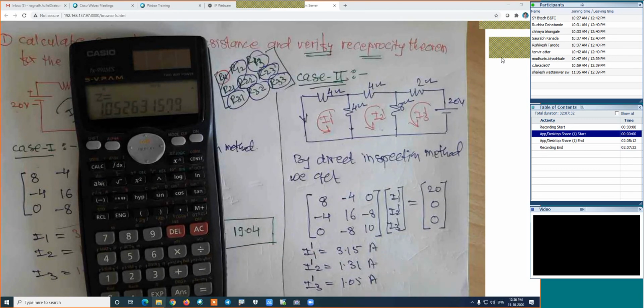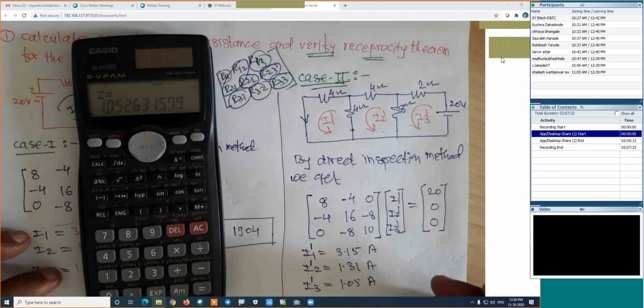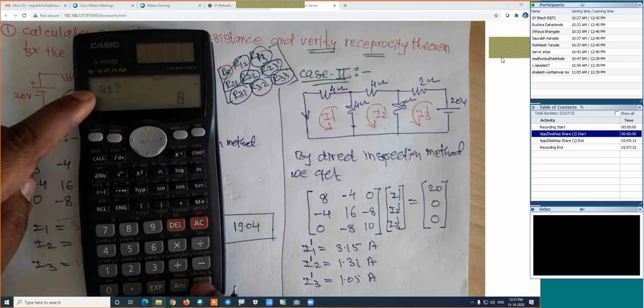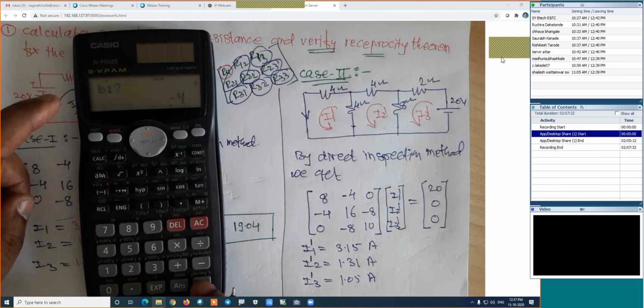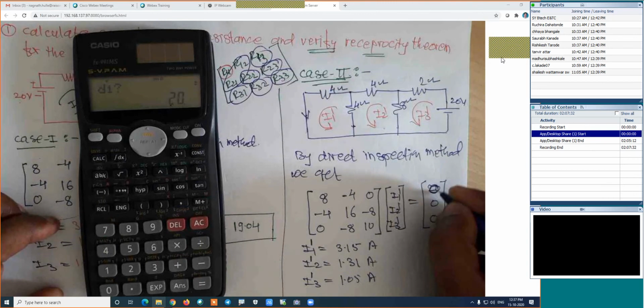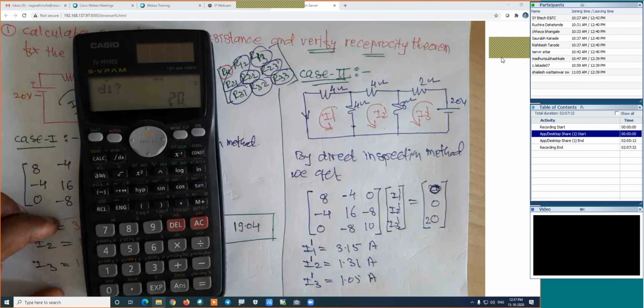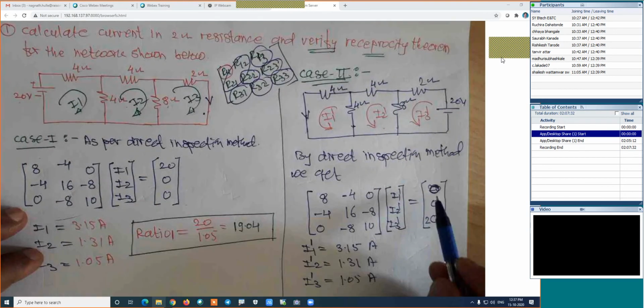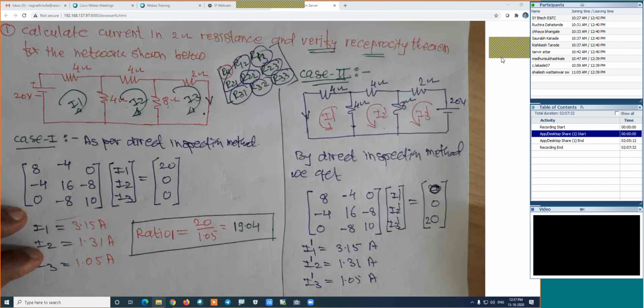The value of I3 dash will be 20. What is the value of I3 dash? Meaning 20 will come below, right? Let me check. This A1 is correct, 8, this is minus 4, this is 0 and this is 20. Sorry, here 0 is needed, and here 20 is needed. Now it is correct, I guess, because in this case this became 0, this became 0, and this 20. Now it is fine. The values will be different.